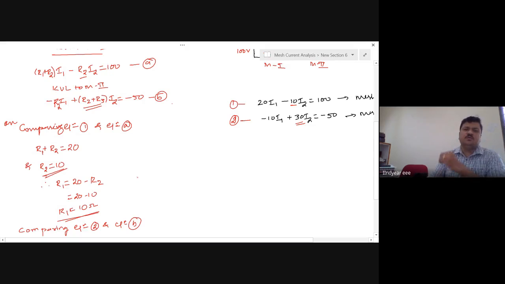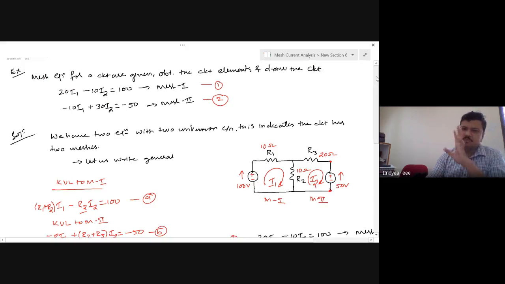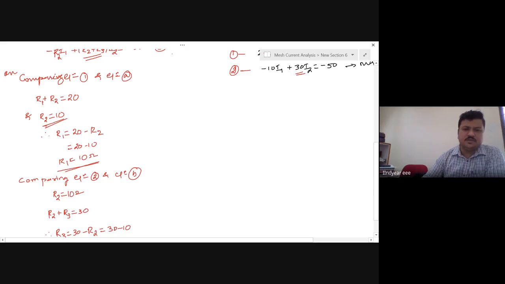So you should be practicing this. Once you know how to write the KVL equations by inspection, getting the circuit from the equations is extremely simple, very, very simple. Without going through anything of the solution, by simply observing the equations, you can draw the circuit. To that extent, you can grow.